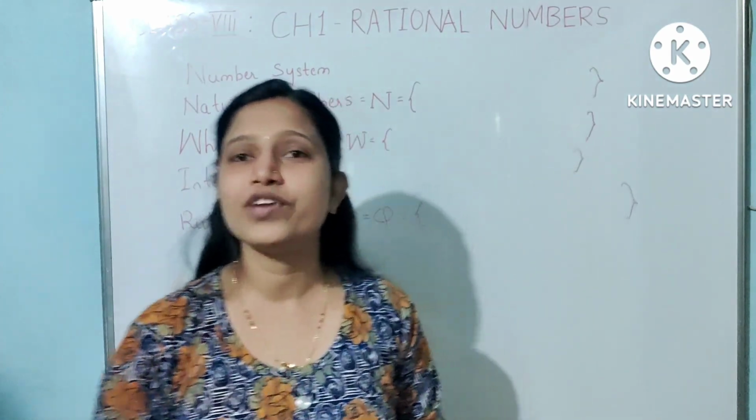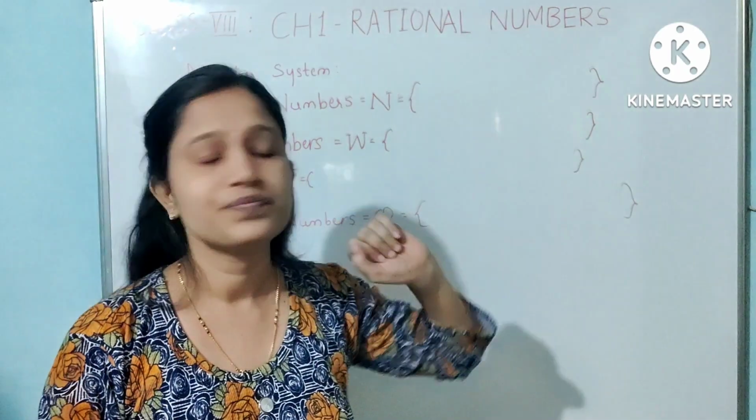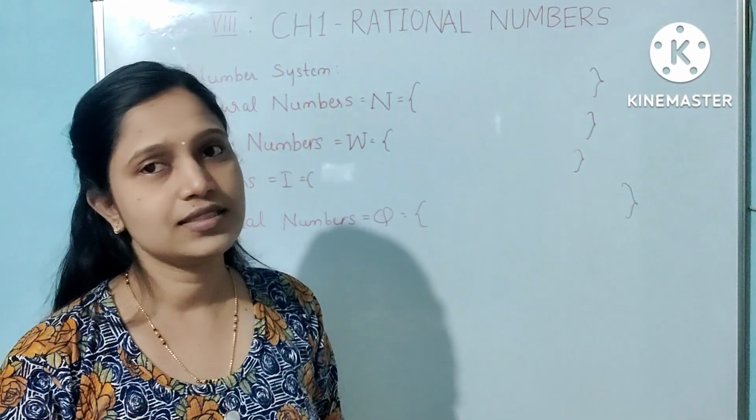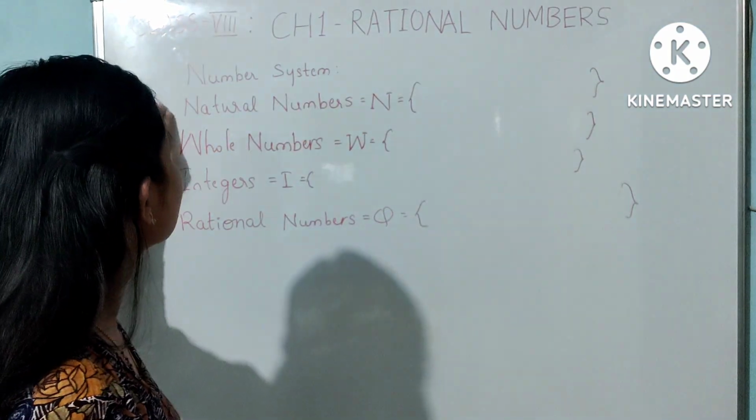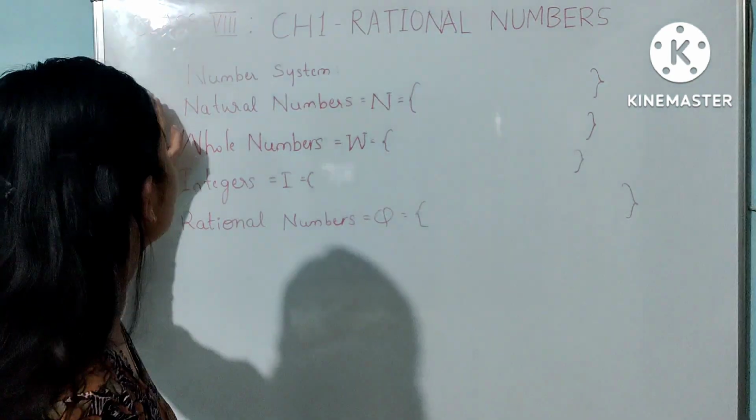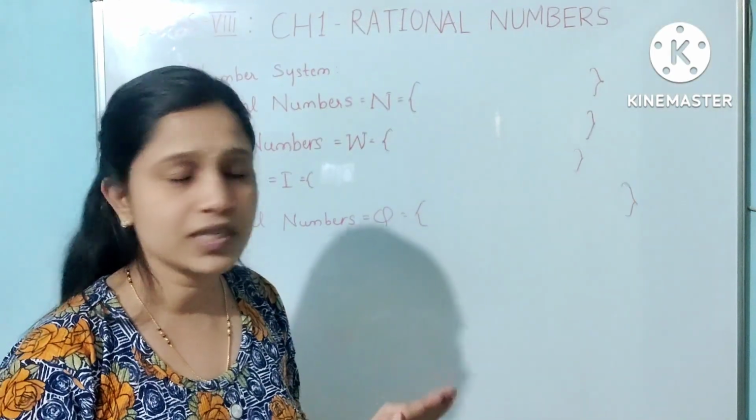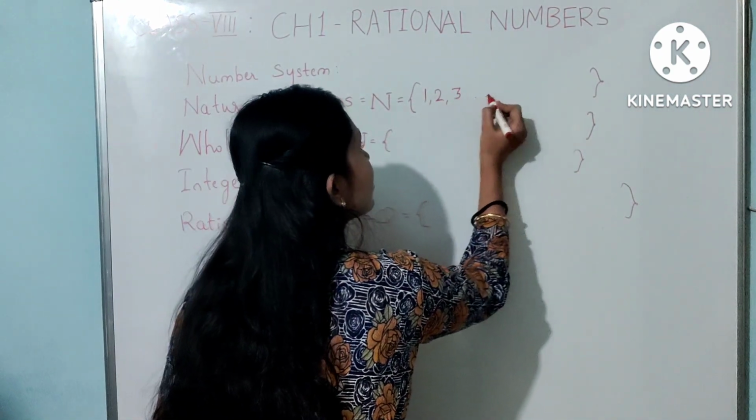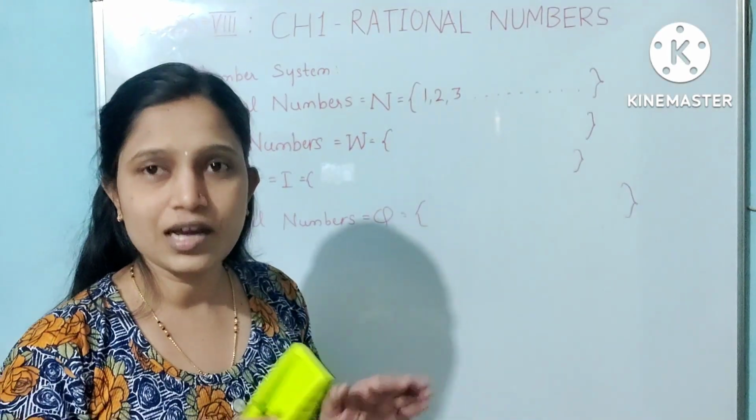In today's video, we are going to discuss chapter 1, that is rational numbers. Before we move to the rational numbers directly, let us just understand the number system. The first category of the number system is natural numbers. All countable numbers like 1, 2, 3 and so on, we can say are natural numbers.